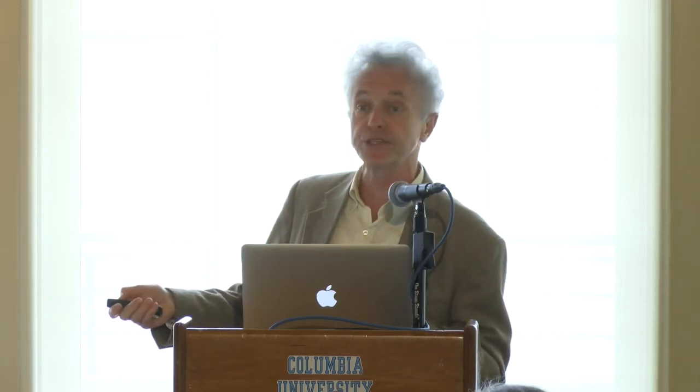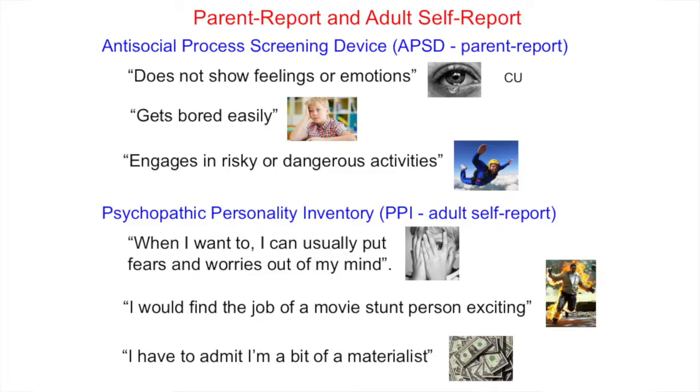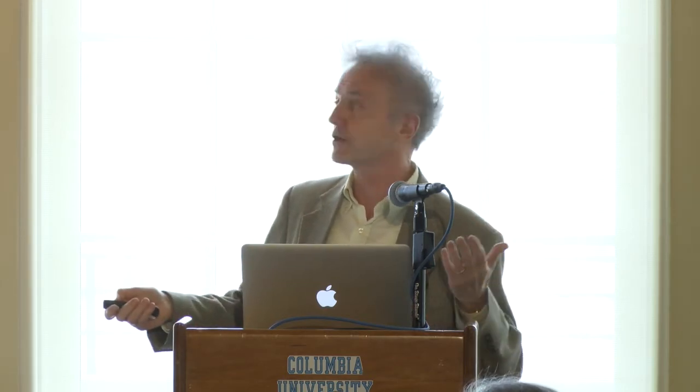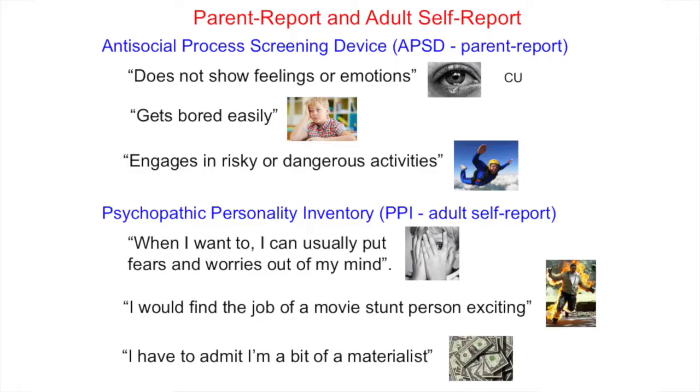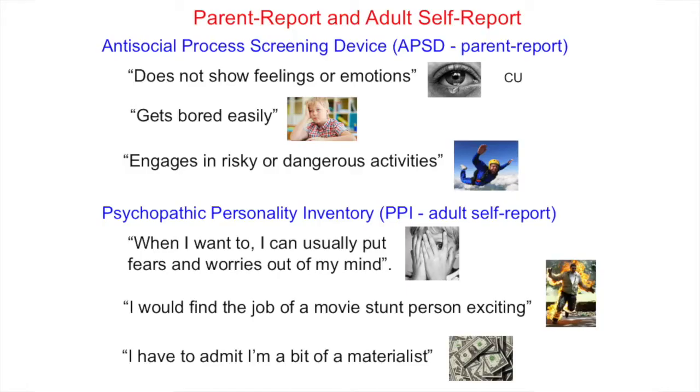in children. And that's assessed through one of the best used instruments, the Antisocial Process Screening Device developed by Paul Frick, a leading expert on child and adolescent psychopathic-like personality. It's based on parent reports. That's an example from the questionnaire. The parent reporting on the child: my child does not show feelings or emotions. And when we talk about this, we use the term callous and unemotional traits to try and describe a child or adolescent with psychopathic-like features. Another example: my child gets bored easily, they engage in risky or dangerous behaviours. So that's one assessment instrument.